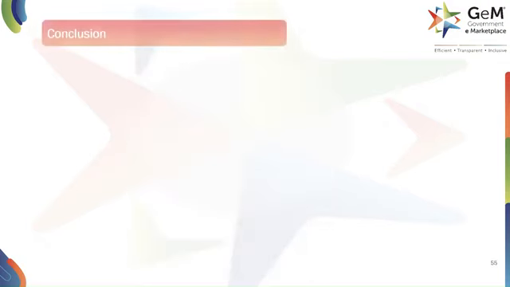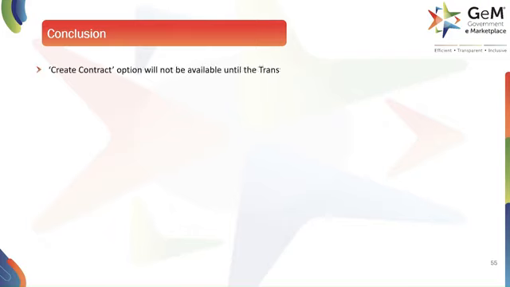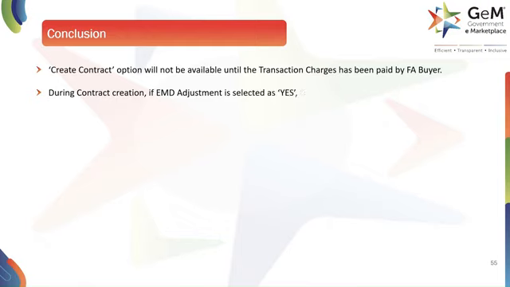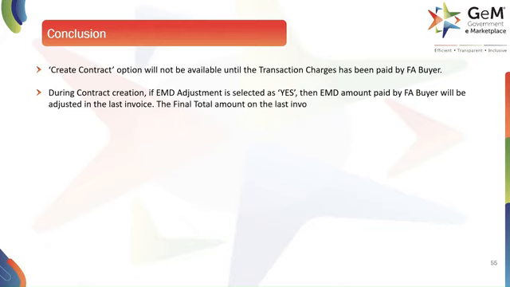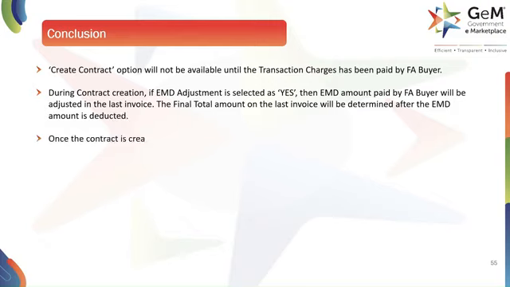To wrap up, here are some key takeaways from the process. Create contract option will not be available until the transaction charges have been paid by FA buyer. During contract creation, if EMD adjustment is selected as yes, then EMD amount paid by FA buyer will be adjusted in the last invoice. The final total amount on the last invoice will be determined after the EMD amount is deducted. Once the contract is created, Create Invoice option will be made available.